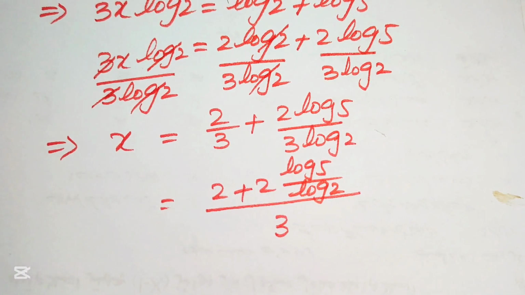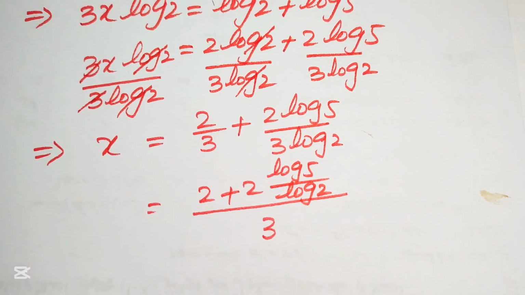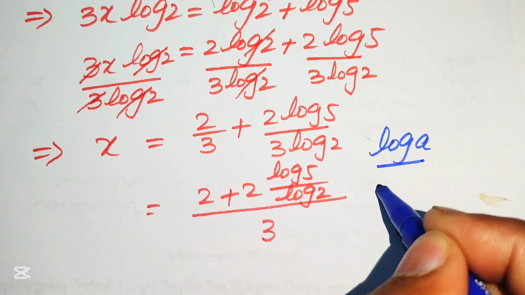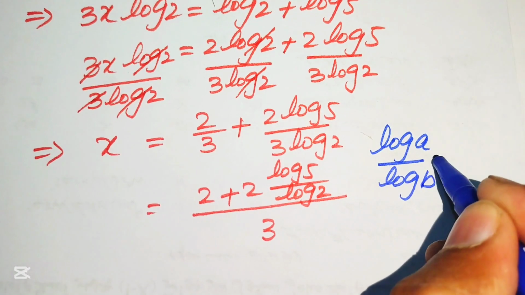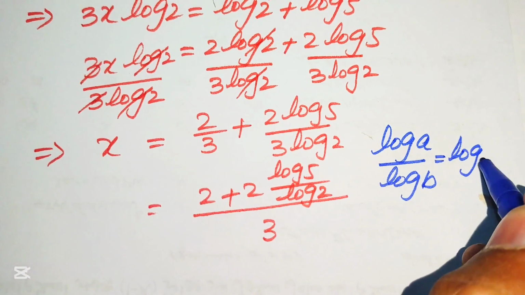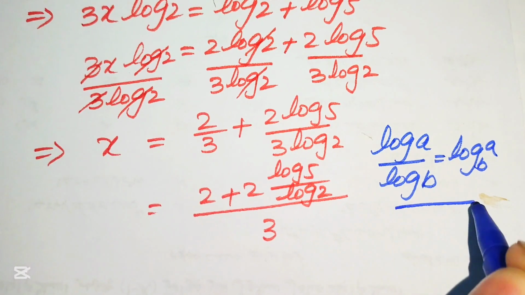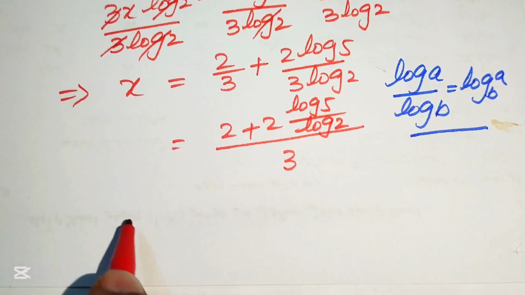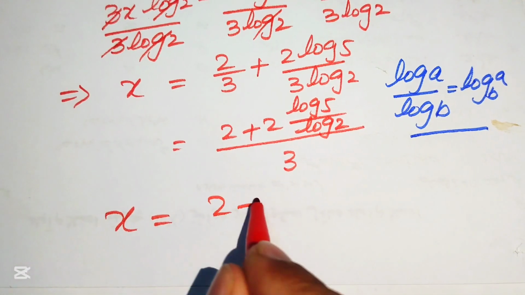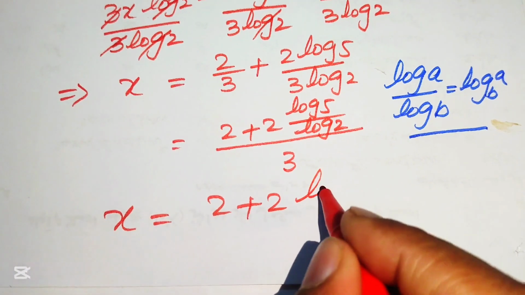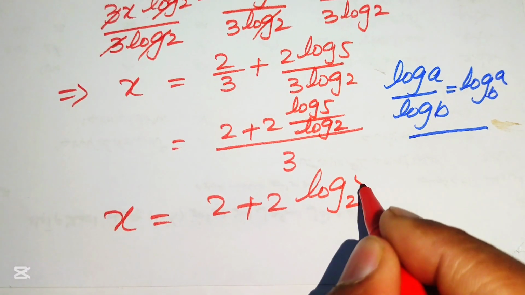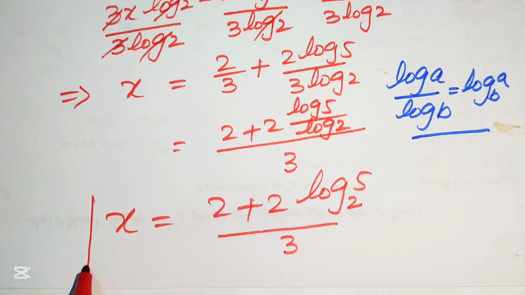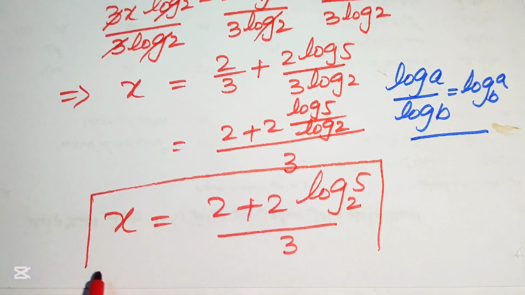So here we apply another nice property of log. You know that if we have log of a divided by log of b, we write it as log of a with base b. So here we use this property of log in the numerator of this term. So we write this expression as x equals 2 plus 2 times log of 5 base 2, all divided by 3. So this is the final value of x in this problem.